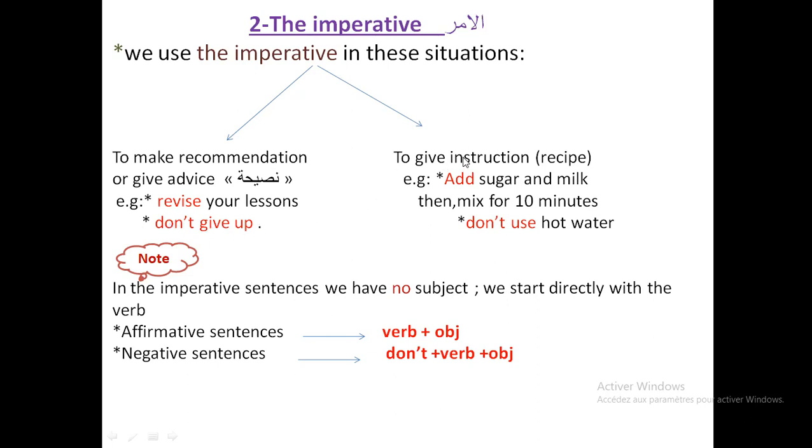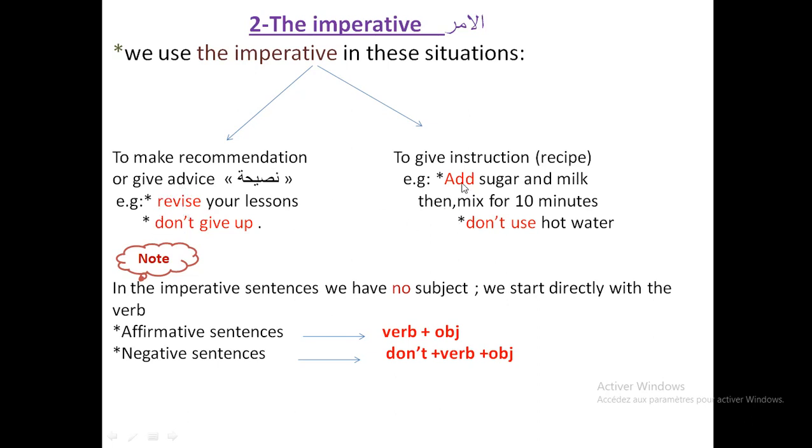The second situation is to give instructions, إعطاء تعليمات, for example in a recipe. Example, add sugar and milk, then mix for 10 minutes. Don't use hot water, لا تستعمل الماء الساخن. So, as you can see, in imperative sentences, we have no subject.